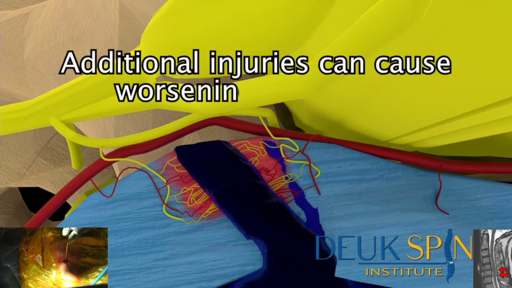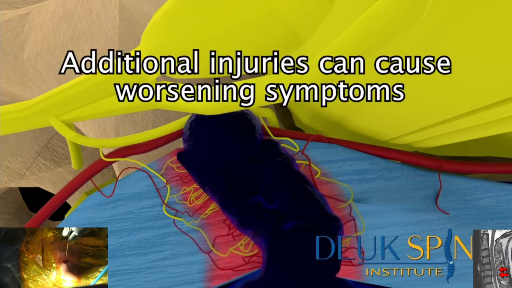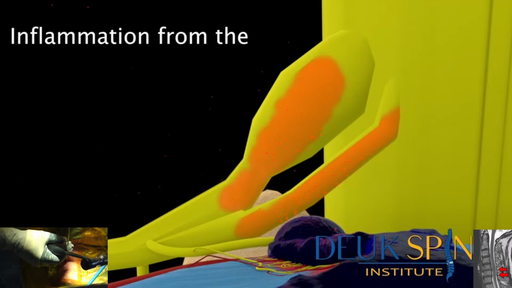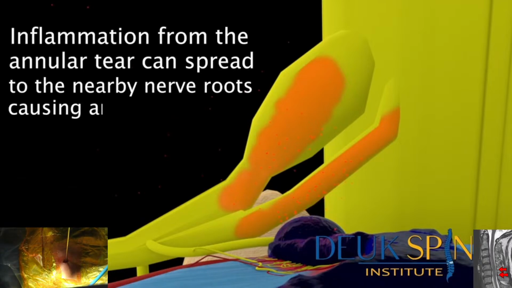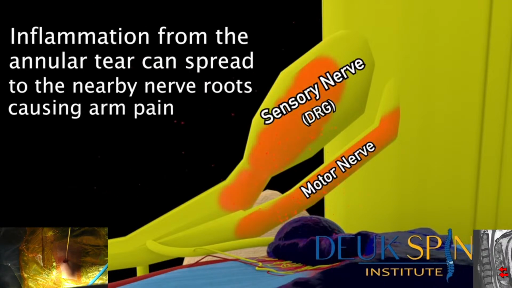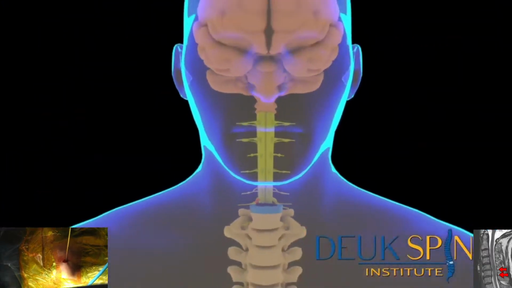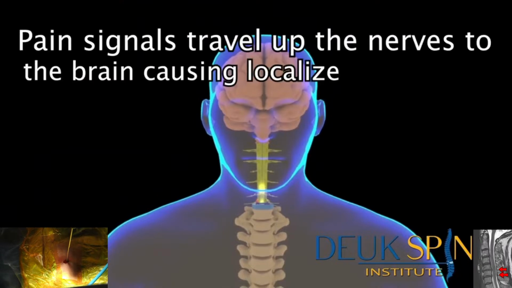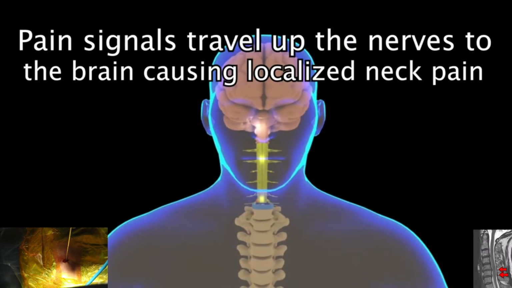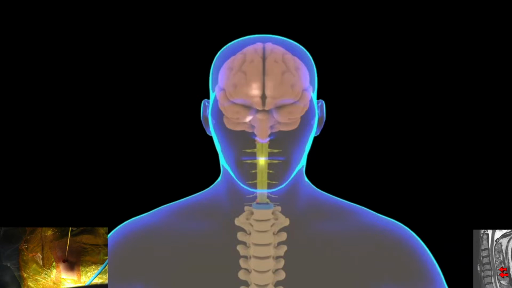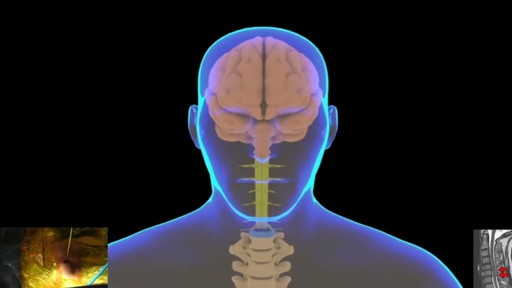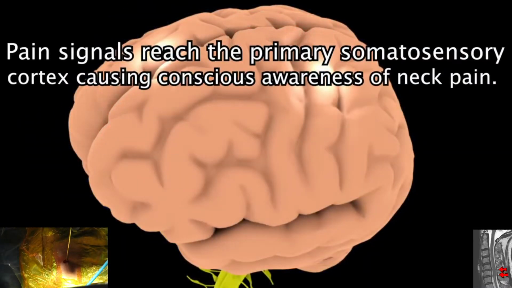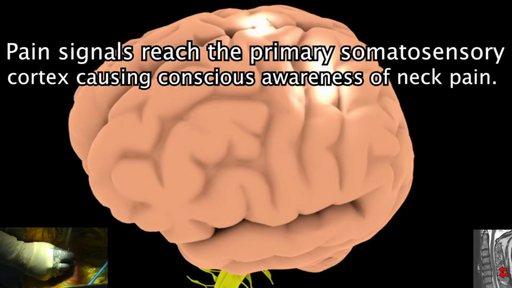Additional injuries can cause worsening symptoms. Inflammation from the annular tear can spread to the nearby nerve roots, causing arm pain. Pain signals travel up the nerves to the brain, causing localized neck pain. Pain signals reach the primary somatosensory cortex, causing conscious awareness of neck pain.